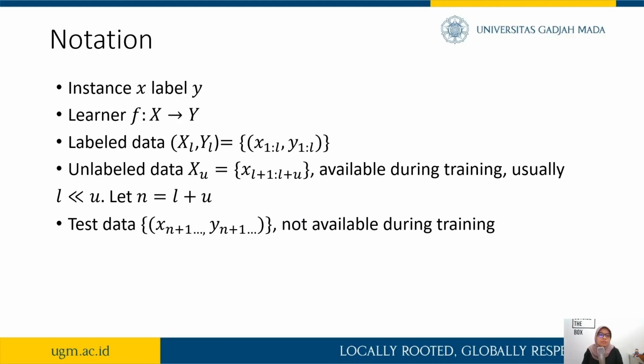Okay, so this is the notation that will be used in this tutorial. There's an instance X, label Y, and a base learner F, and we have labeled data XL, YL, and then unlabeled data XU, which is available during training. Usually the number of unlabeled data U is far bigger than L. And we have N here, which is the addition of L and U, the labeled and unlabeled data. And we also have the test data that is not available during training.